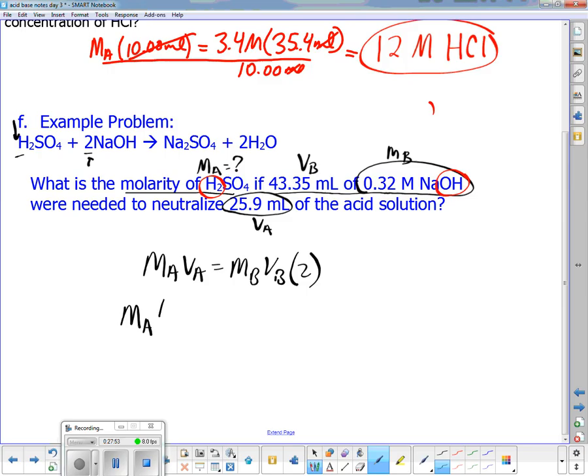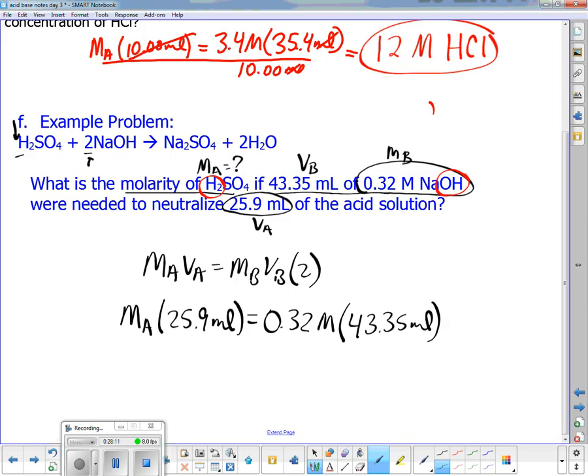My VA was 25.9 milliliters. My MB, 0.32 molar, times my VB, 43.35 milliliters. Again, I want to get all the numbers on the one side, so I'm going to divide by 25.9 milliliters. That will cancel that out on this side, and it will cancel the milliliters out on this side. Then I can quickly plug that in my calculator and get the answer, which is what? It looks like we have two significant figures with molarity.